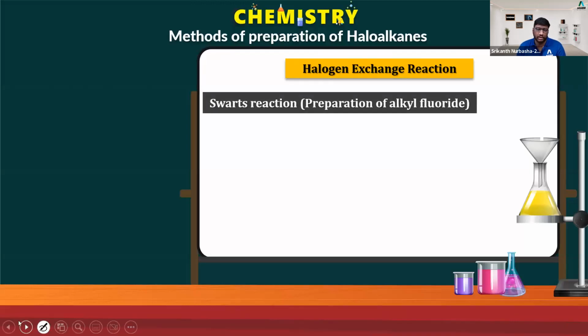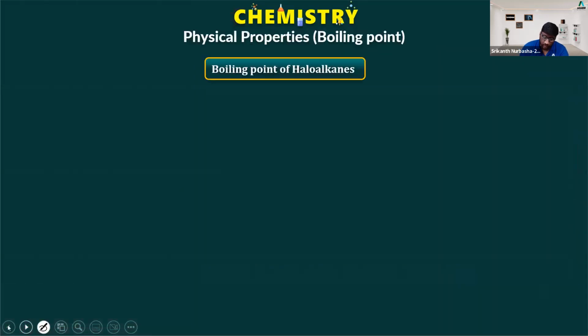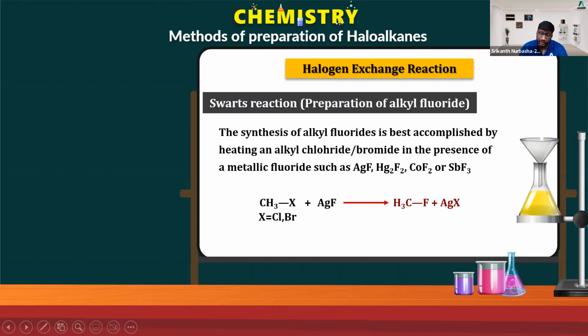Last class, we have seen a few methods of preparation of alkyl halides, and in that, the Schwarz reaction is a method of preparation for alkyl fluorides. The mechanism for this method is not required, but you have to understand what we are doing. The synthesis of alkyl fluorides is best accomplished by heating an alkyl chloride or bromide in the presence of metallic fluorides such as AgF, Hg2F2, CoF2, or SbF3.